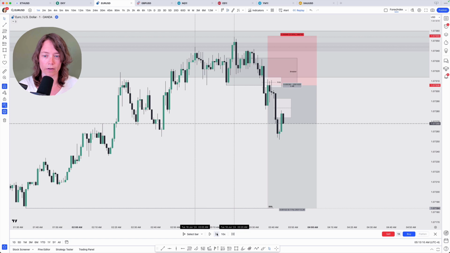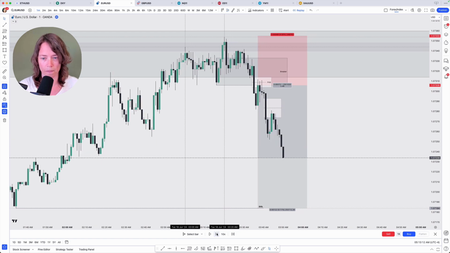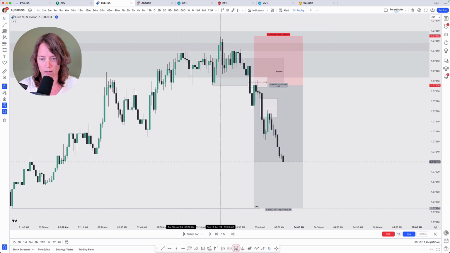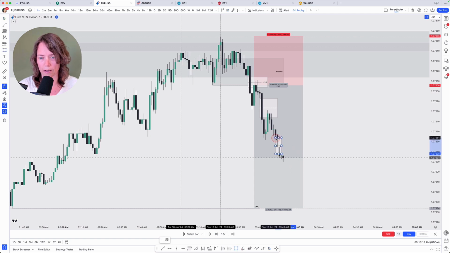So tagged that fair value gap, came down lower again, displaced again, making massive fair value gaps over here. Let me see where they are. Yeah, from here to there.